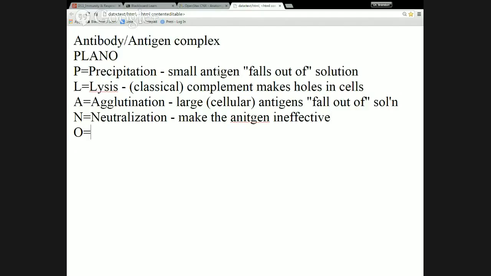And then finally, O, which I actually added to this list, stands for opsonization. And that means, oh shoot, what's the name? Enhancing phagocytosis. Now, in the innate immune response part of the book, I actually glossed over where it mentions opsonization because it wasn't really what I was trying to cover at that time.